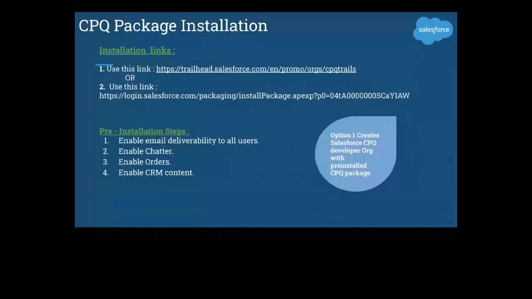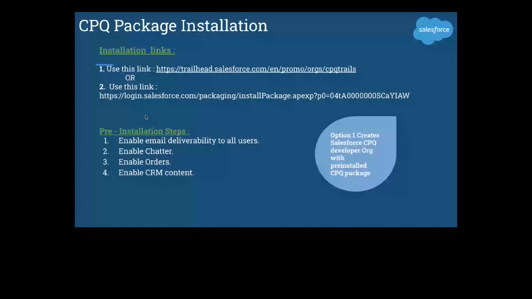Okay, coming to the last part of the session, that is package installation. You can use these links. I have a package installed already in my org, and that takes time, so you can use this link. This link is available in Salesforce Trailhead, Learning to Configure Bundles, and it provides an org which is already installed with CPQ. So you can either directly have an org already installed with the CPQ package, or you can install the package from this link.